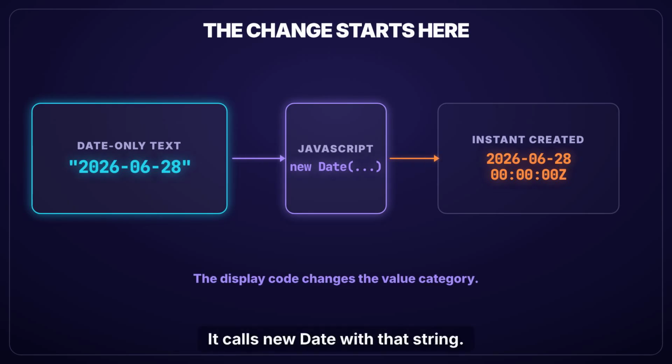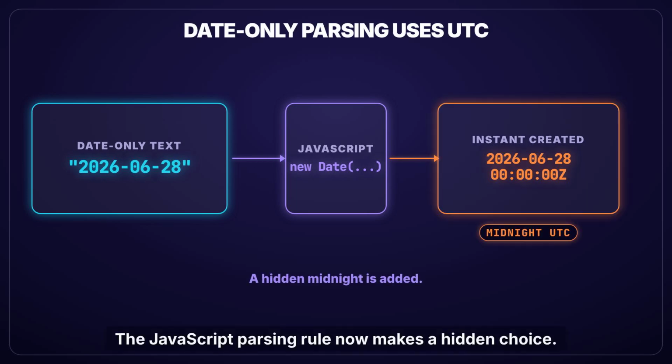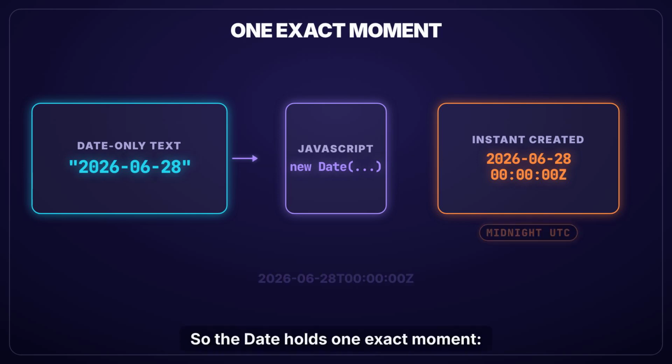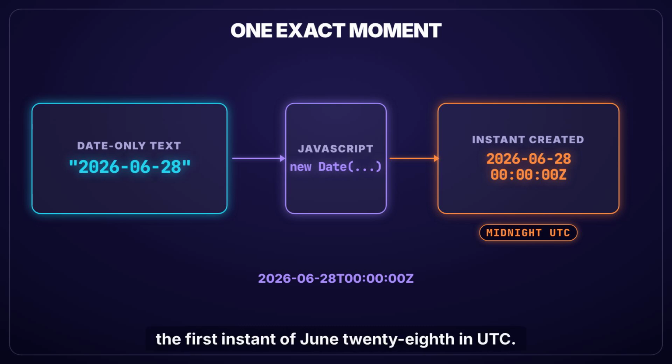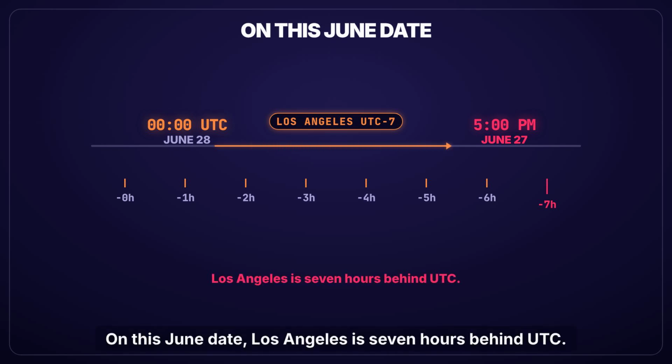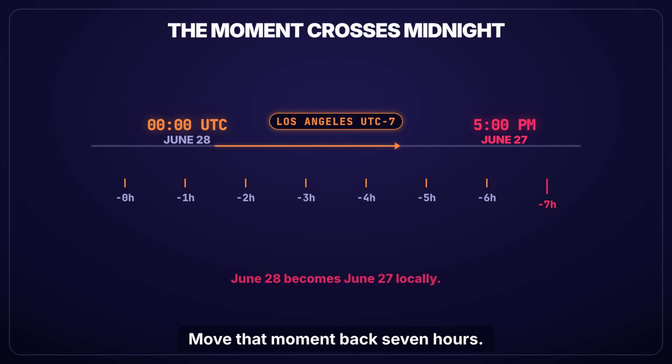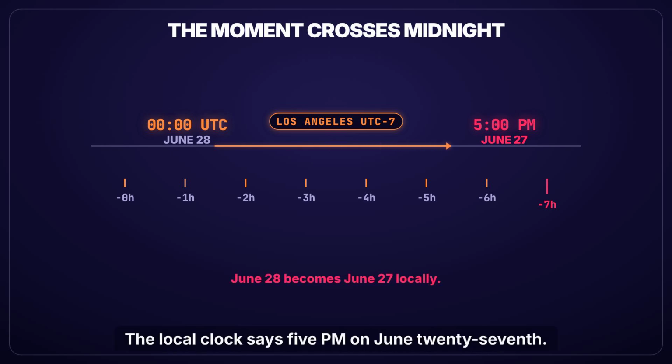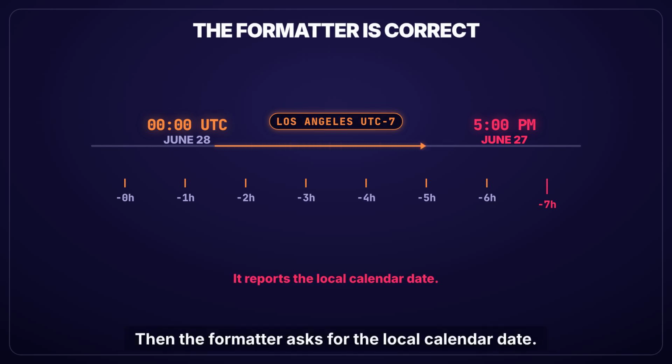It calls new Date with that string. The JavaScript parsing rule now makes a hidden choice. A date-only string means midnight in UTC. So the date holds one exact moment, the first instant of June 28th in UTC. On this June date, Los Angeles is 7 hours behind UTC. Move that moment back 7 hours. The local clock says 5 p.m. on June 27th. Then the formatter asks for the local calendar date. It correctly answers June 27th.